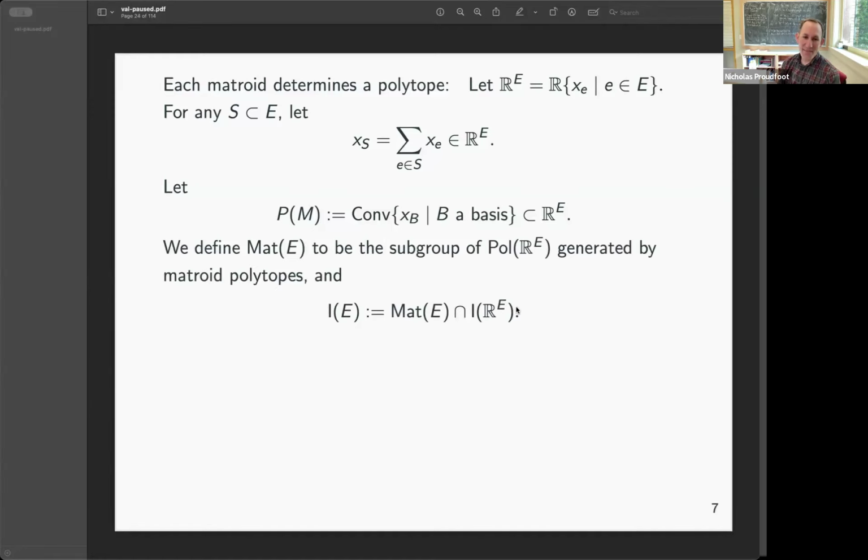And I want to define Mat E to be the subgroup of Pol R^E generated by matroid polytopes. So I'm not considering all polytopes in R^E, but just matroid polytopes. And I want to take I of E to be Mat E intersect I of R^E.